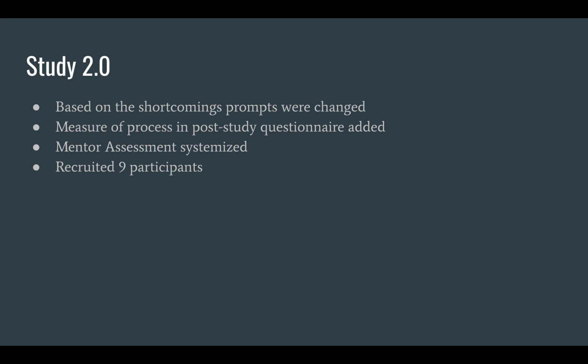So, based on these rubric improvements, we came up with Study 2.0. We improved our rubrics to actually measure the process, and added questionnaires for users to self-report and measure their process and how they compare their performance with and without the prompts. We also had a more systematized process of mentor assessment, along with a broader set of users for this user test.